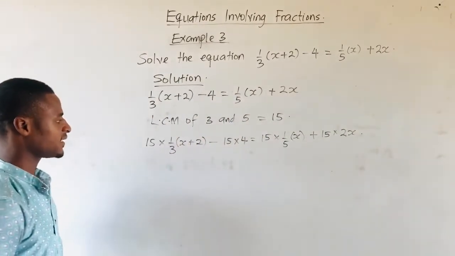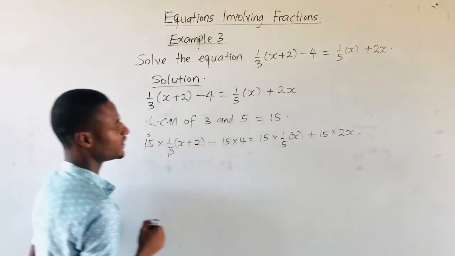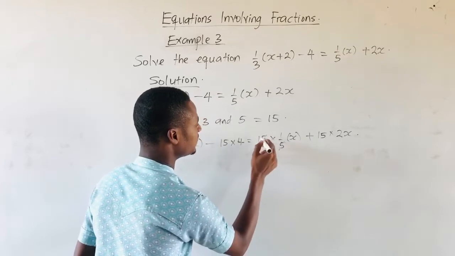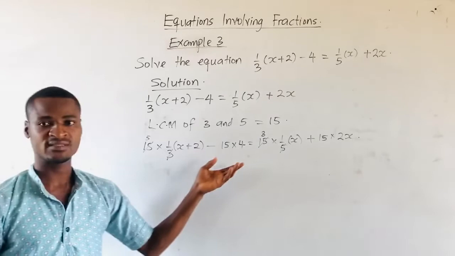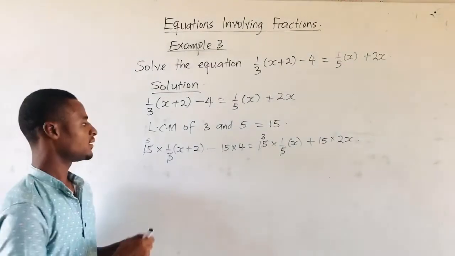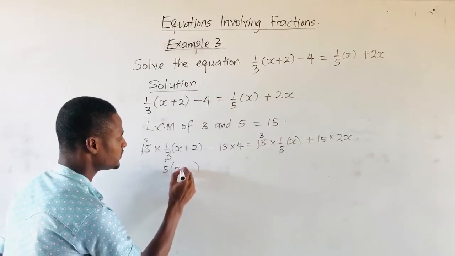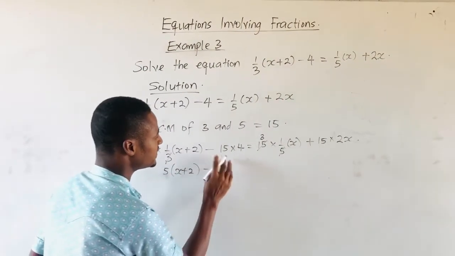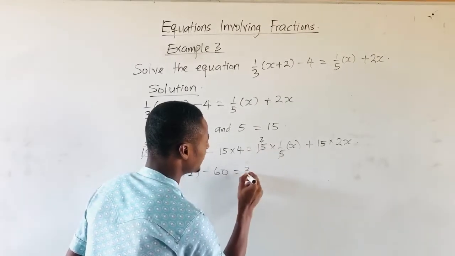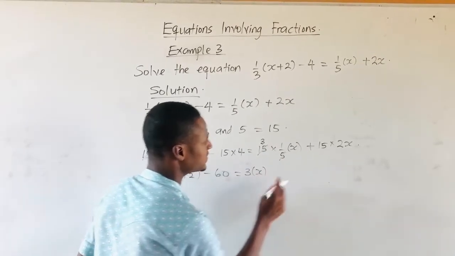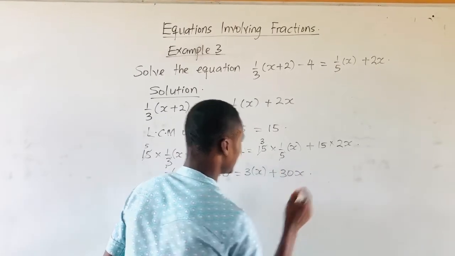Let's simplify that. 3 will cancel 15 to give us 5. 5 cancels 15 to give us 3. And so we have no fraction left in our equation again. 5 times 1 will give us 5. In our bracket we have x plus 2. Minus 15 times 4 gives us 60. 3 times 1 will give us 3. In our bracket we have x, plus 15 times 2x will give us 30x.